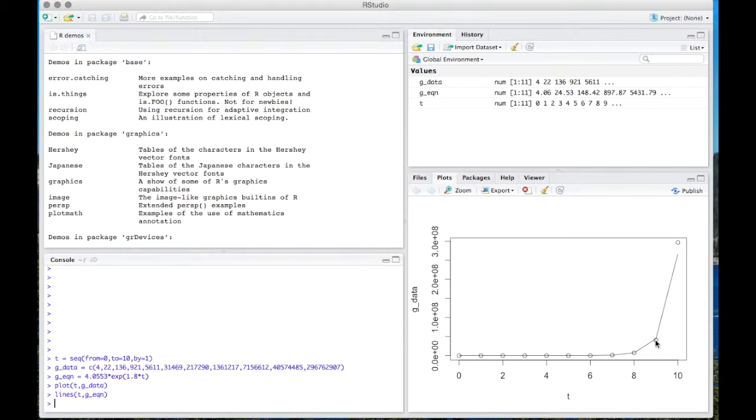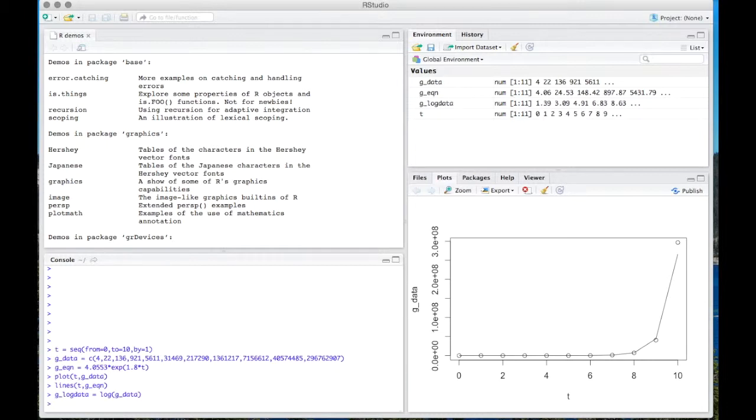Okay, and so the idea here is that when we have scales that are huge on either axis, but especially on the y-axis, taking the logarithm of those values makes the error a lot easier to see. So if we now take the logarithm of the data, G log data is the logarithm of the entries in G data. Notice we get this length 11 list of the logarithms of G data. And we're going to do the same with the equation G.